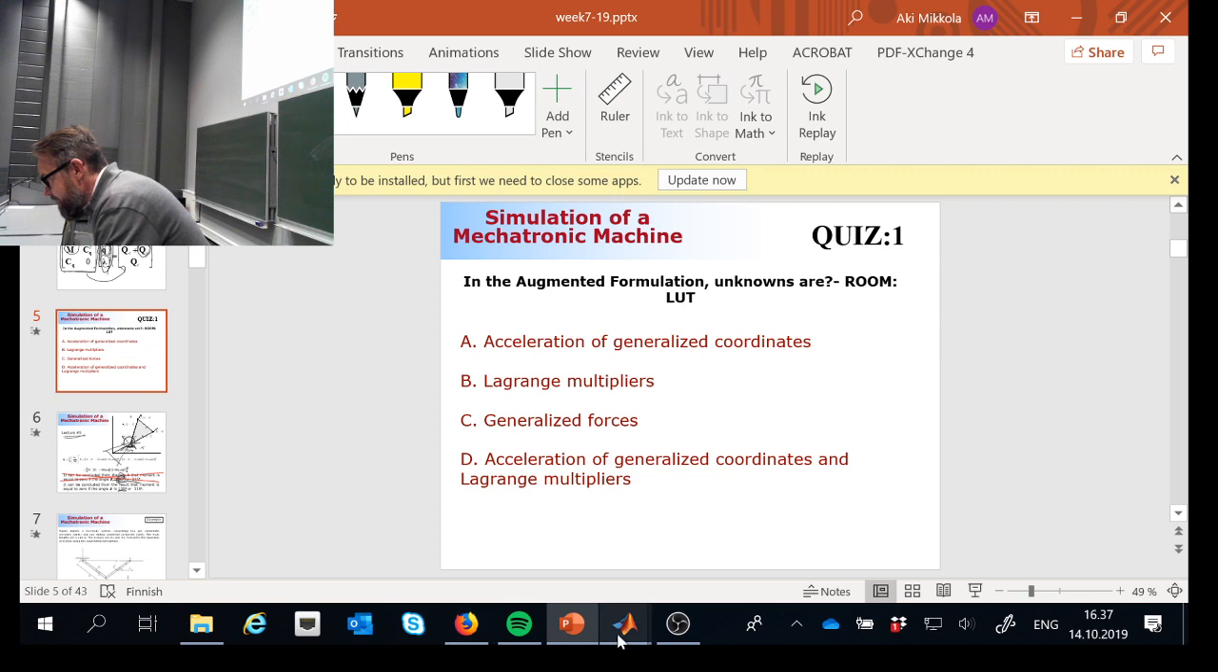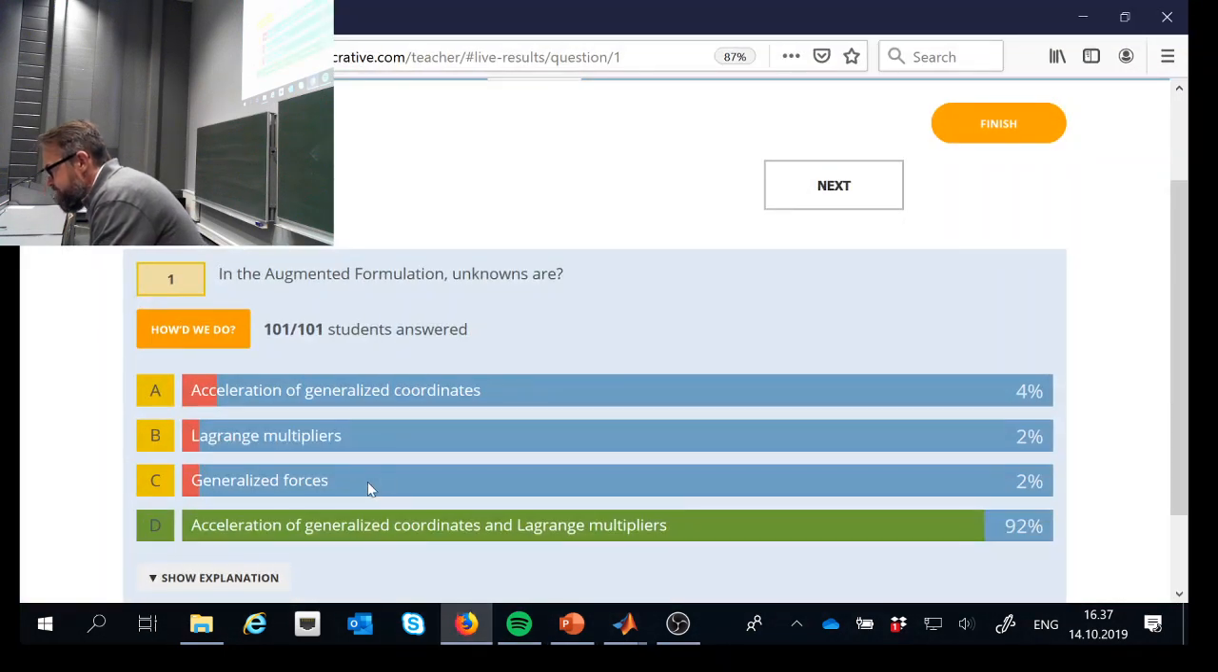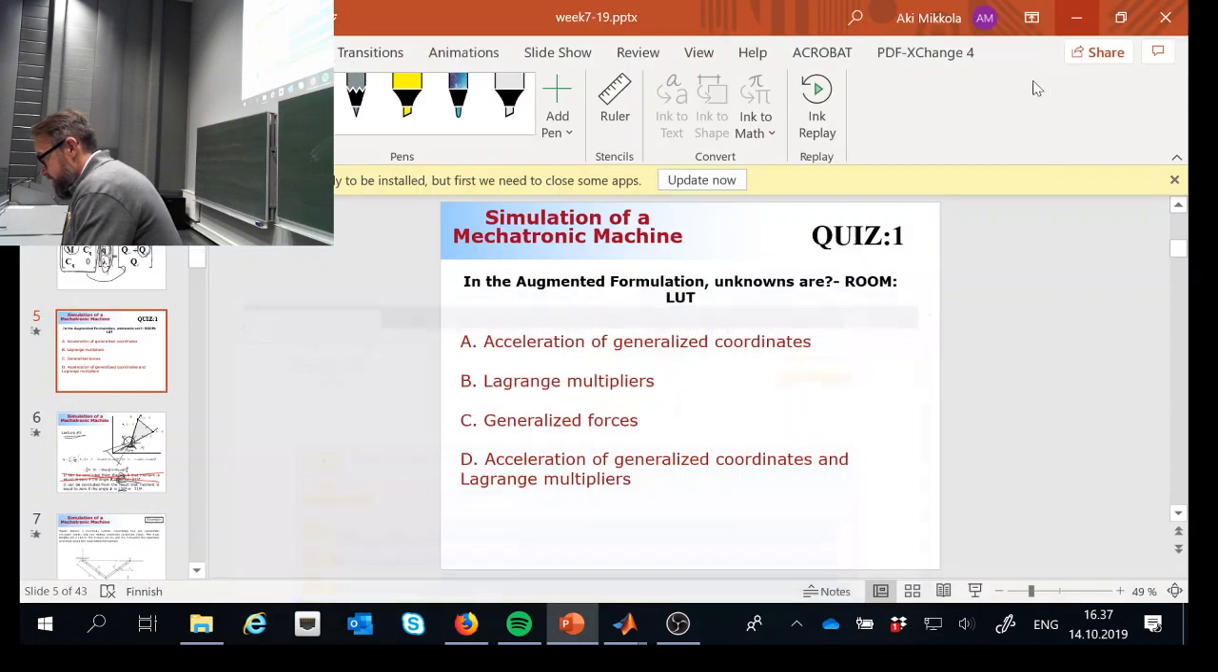Let me go back and see here, but still, generalized forces, that's absolutely incorrect. It's the same as the rotation of a particle. Equally wrong. All right, so let's move on.